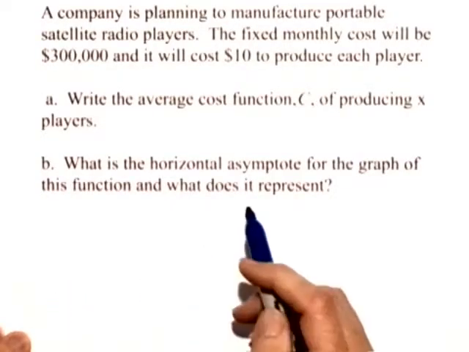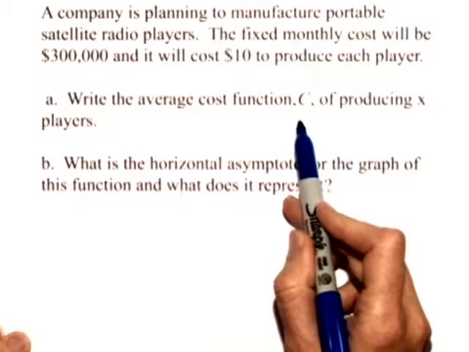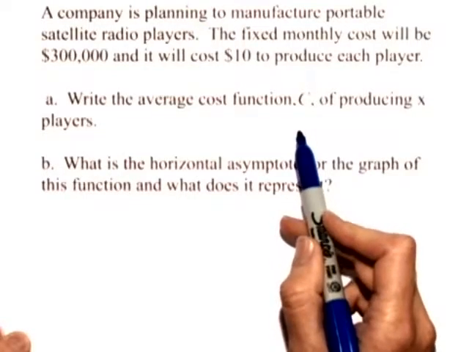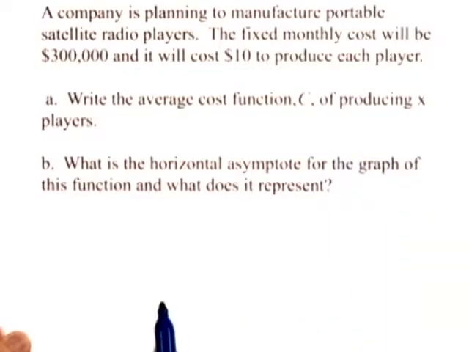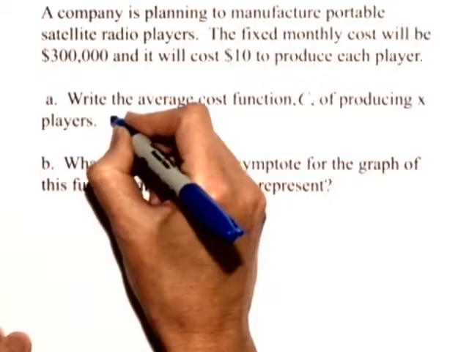Well, the average cost function, C bar, can be found by finding the cost function first and then dividing it by X, the number being produced. So let's first start with the cost function C of X.